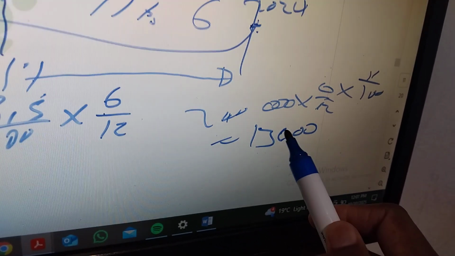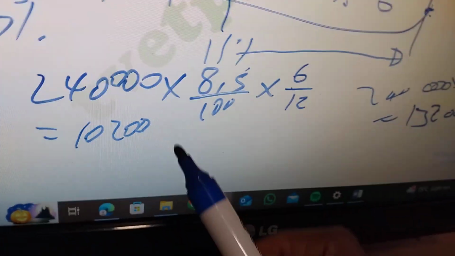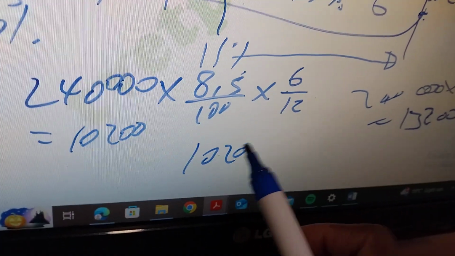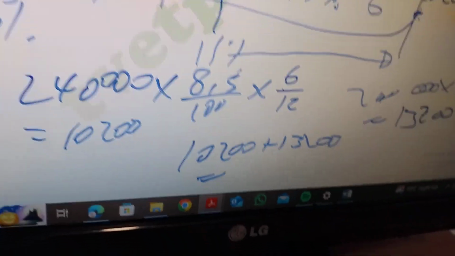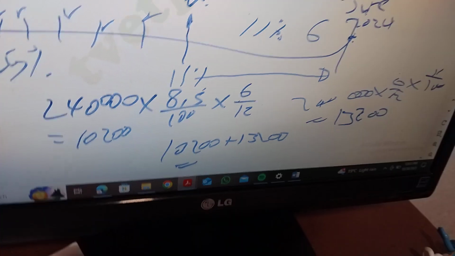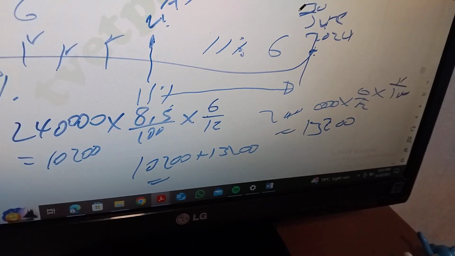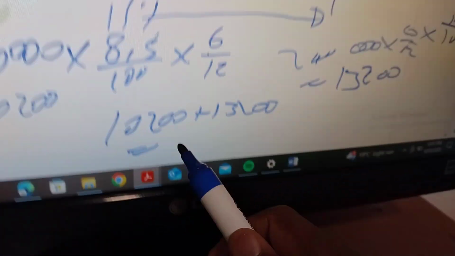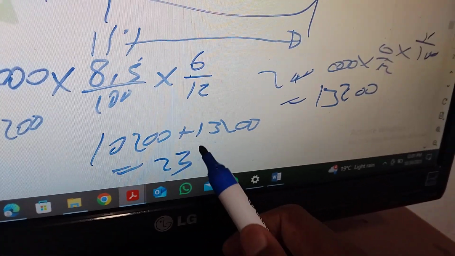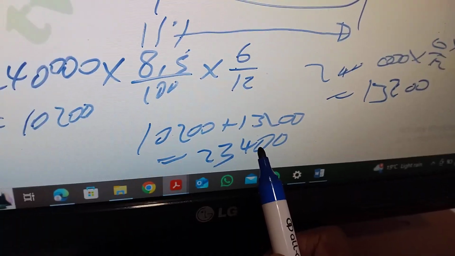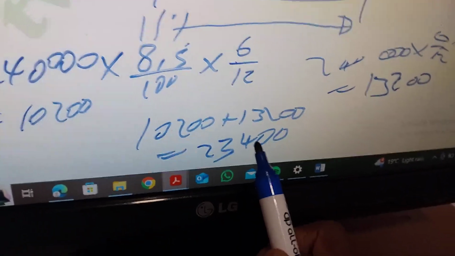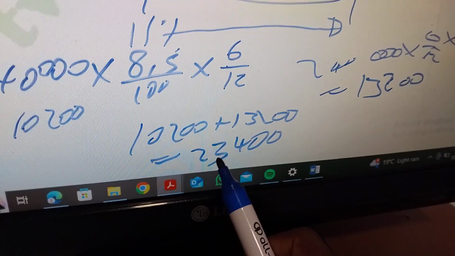13,200. So you're going to add up these two: 10,200 plus 13,200. You must know what 10,200 plus 13,200 is. You get 23,400. So this 23,400 is the amount of interest that was supposed to be paid. So we were supposed to pay 23,400.